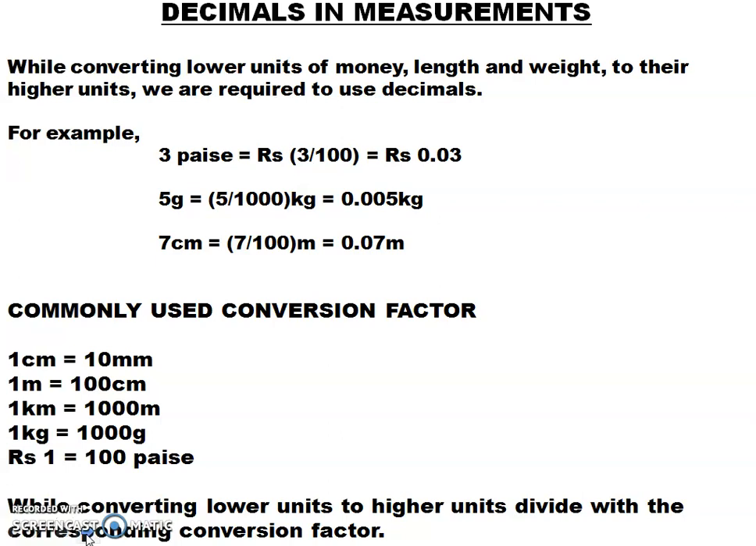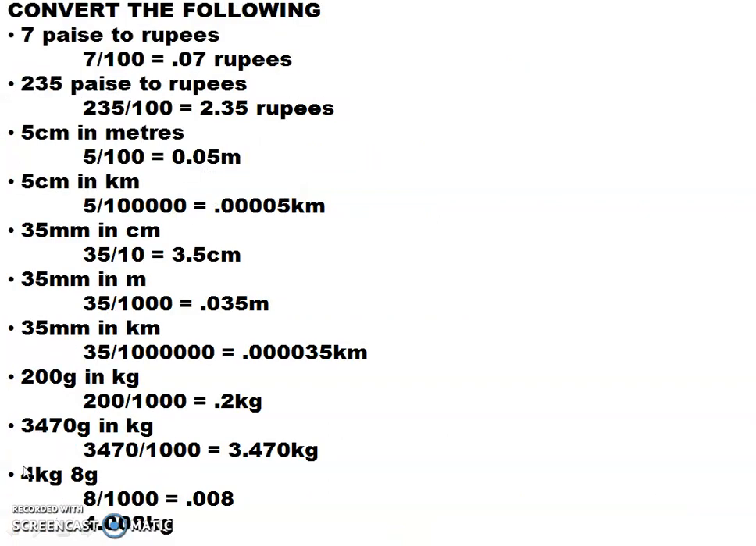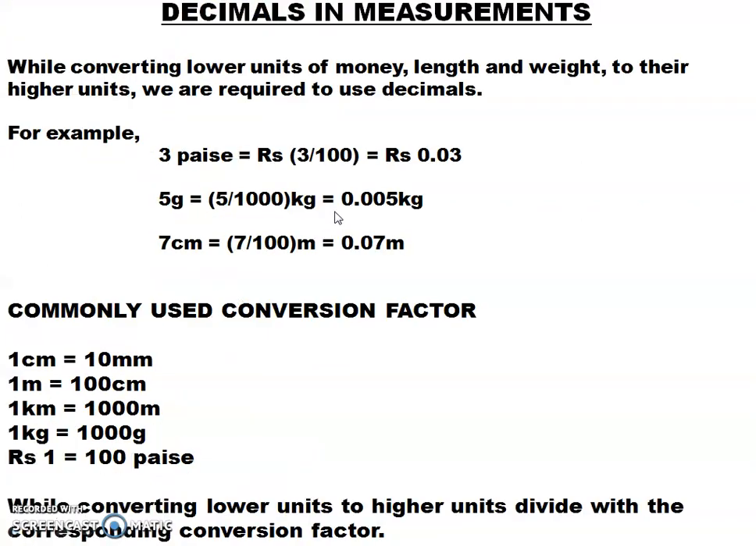While converting lower units of money, length and weight to their higher units, we are required to use decimals. For example, 3 paise equal to, how will you convert it to rupees? You know 1 rupee is equal to 100 paise. So you will divide 3 by 100. That is rupees 0.03.